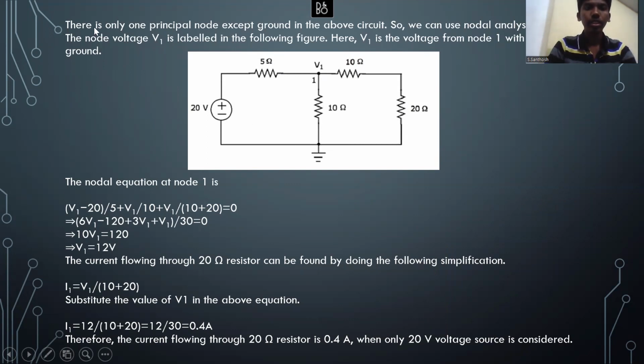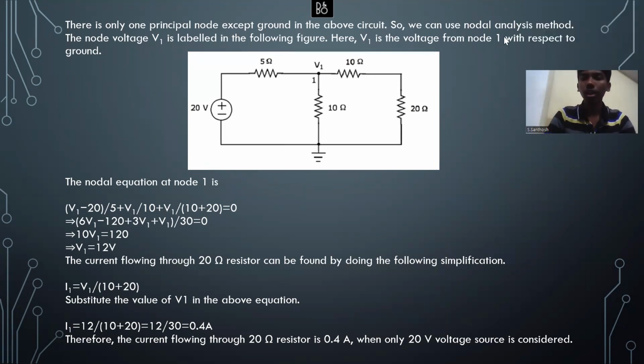So see, here it's given there is only one principal node except the ground node in the above circuit. So we can use the node analysis method. The node voltage V1 is labeled in the following figure. Here V1 is the voltage from node 1 with respect to ground.